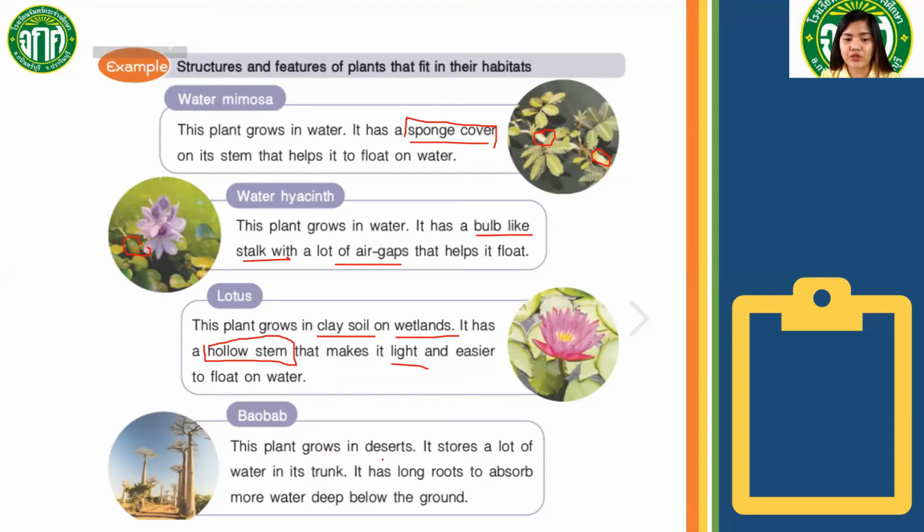Okay, so this plant grows in deserts. It stores a lot of water in its trunk, with long roots to absorb more water deep below the ground. Since it's growing in the desert, we know that in the desert there is no water, so it's hard to find water there. For the baobab to be able to survive in the desert, it has these long roots to absorb more water deep below the ground. It stores a lot of water in its roots and also in its trunk. Okay, so this is the trunk.